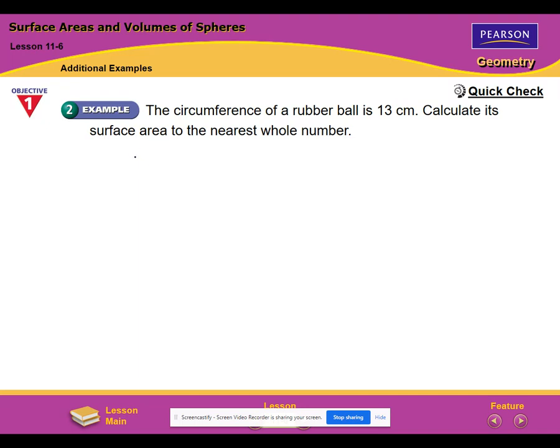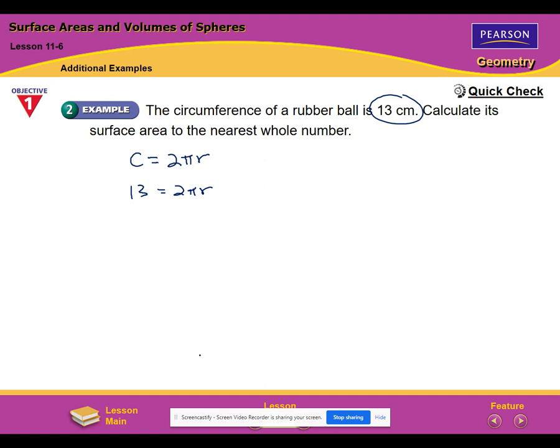So we have a formula for circumference. We have a two-dimensional formula for circumference, and that's what we're talking about. We're talking about the circumference of a circle that could be extracted, if you will, from this ball. And that formula we learned in chapter 10 is 2 pi r. And they gave us the circumference. So can't we solve this for r? We could by dividing both sides by 2 pi.